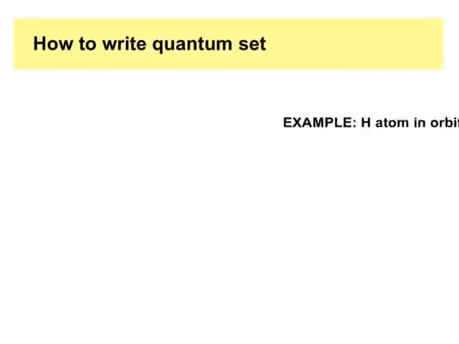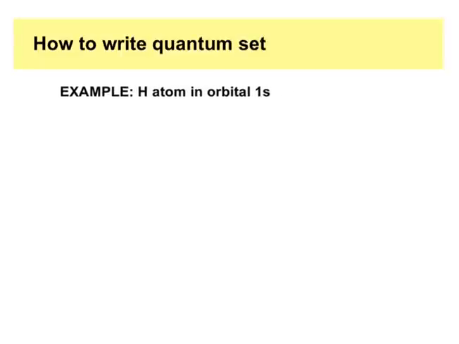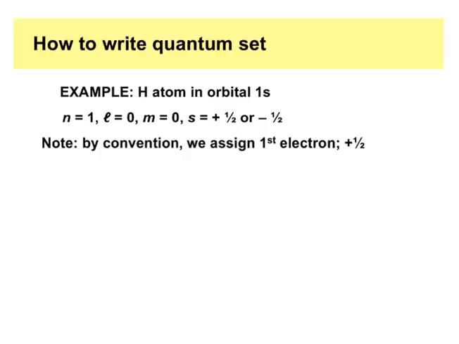Take the hydrogen atom in orbital 1s as the first example. This number 1 represents principal quantum number 1. Azimuthal quantum number 0 represents the s orbital. Since the azimuthal quantum number is 0, only 0 is allowed for the magnetic quantum number. The electron spin quantum number is either positive half or negative half. Note that by convention, we assign the first electron as positive half.